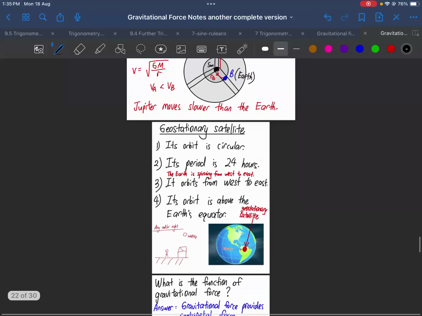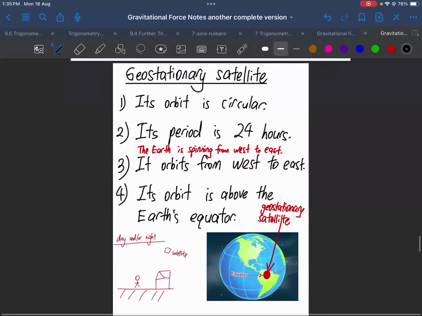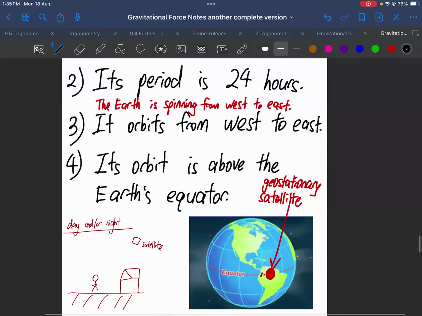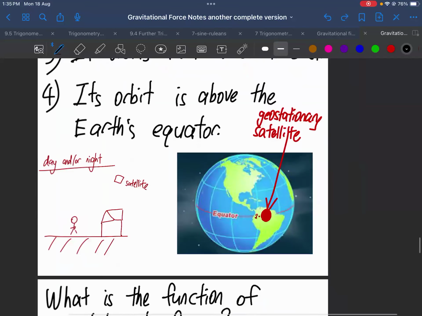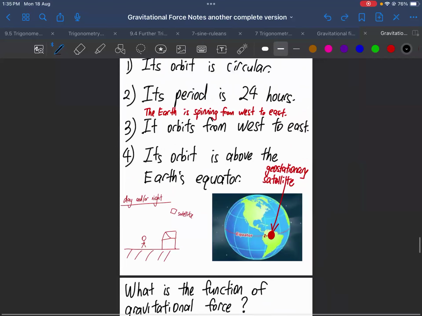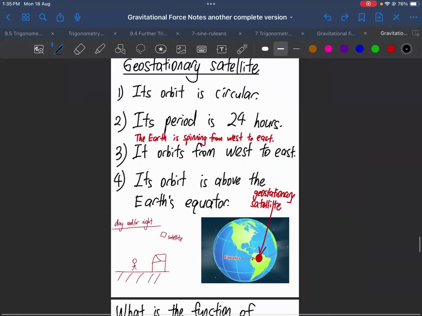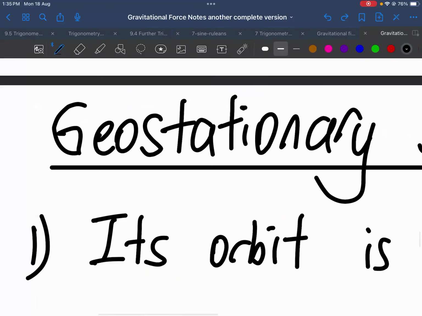Now let's talk about geostationary satellite. Oh, by the way, which country are you in now? I'm in Bahrain again. Now, if you are somewhere around the equator, then only you have a chance to have a geostationary satellite here. By the way, you know what geostationary is, right? Stationary means it's not moving, right?